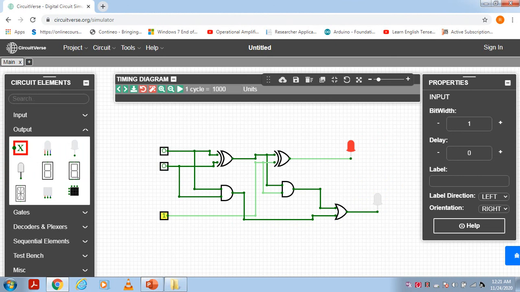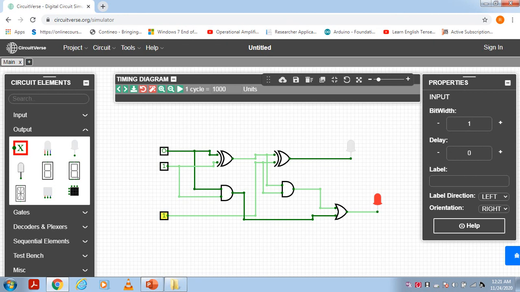The next input combination is 0 1 0. Again, any one of the inputs is high, so sum is 1 and carry is 0. Next input combination is 0 1 1. So 1 plus 1, sum is 0 and carry is 1.